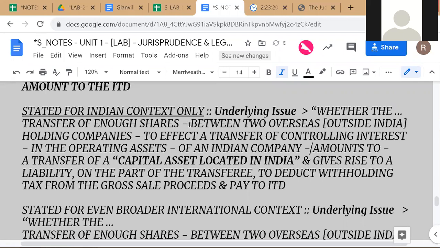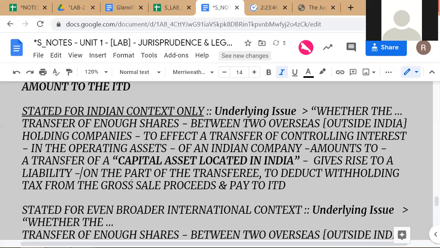I'm putting all these dashes. Normally you would not write like this, but I'm putting the dashes for you to understand this long complex sentence, breaking it up into what we call the ingredients. Amounts to what? A transfer of a capital asset located in India. This is the language of the Income Tax Act, which gives rise to a liability on the part of the transferee. In this case it's Vodafone, but we write it in general. Liability to do what? To deduct withholding tax from the gross sale proceeds and pay it to the income tax department.